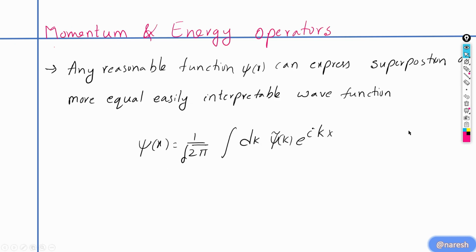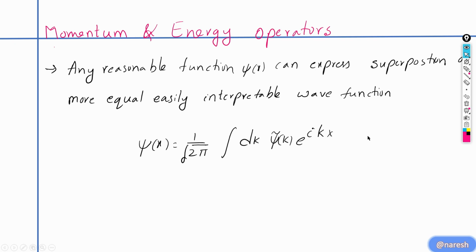Let's go into the energy and momentum operators. We know that any wave function we can represent as a sum of wave functions, that's called superposition in quantum physics, and in math we call it the Fourier. It's just the Fourier equation, 1 by 2 pi integral dk psi of k e to the power ikx, the inverse Fourier.